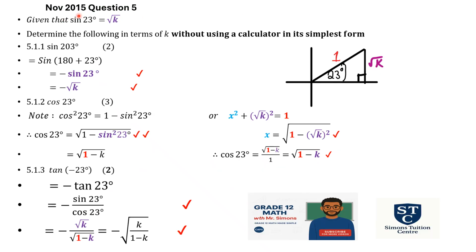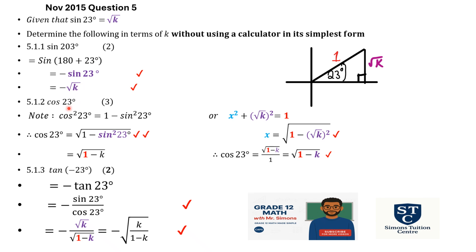November 2015, question 5. Given that sine 23 degrees is equal to square root k, determine the following in terms of k, without using a calculator, in its simplest form. So sine 203, I must make sine 23. So that is 180 plus 23, in the third quadrant, right? In the third quadrant, sine is negative. So that becomes negative sine 23 degrees, 1 mark, which then becomes negative square root k.